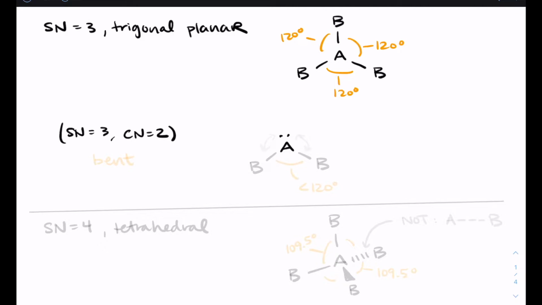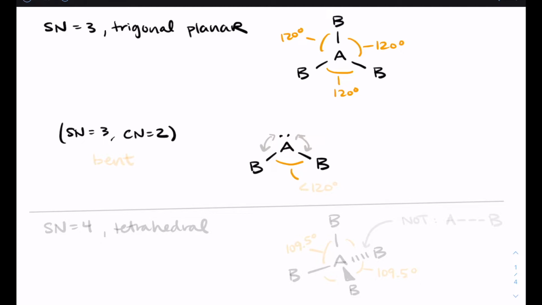However, if I'm thinking about what the bond angles would really be, this is where the repulsion order rule comes in. A lone pair being repelled by a bonding pair is a stronger repulsion than the bonding pair and the bonding pair. The result is that it pushes down on this bond angle and kind of squishes it a little bit. So this bond angle would be less than 120 degrees. The degree to which it is less than 120 depends on the specific molecule.